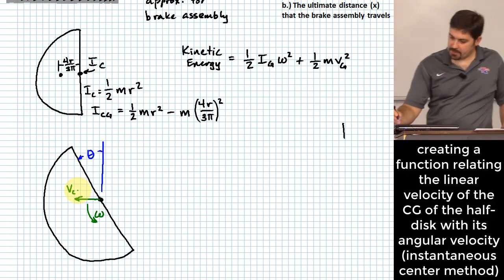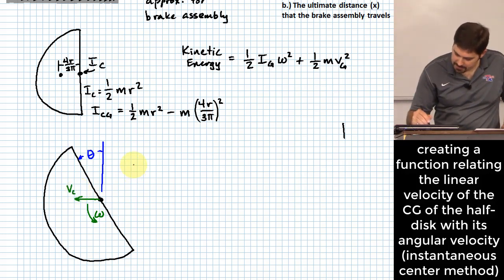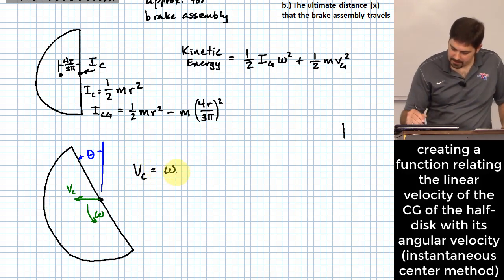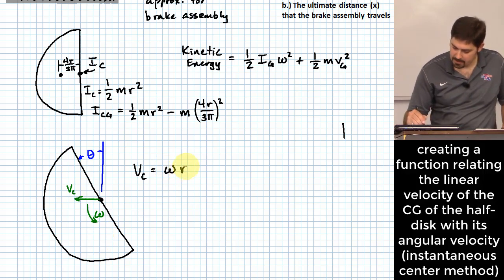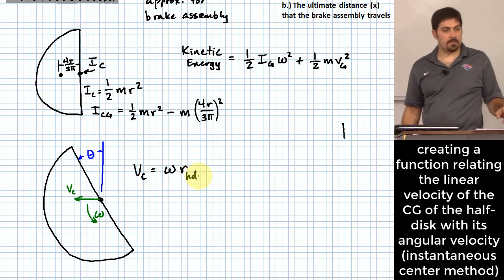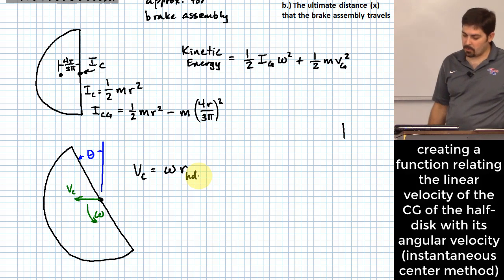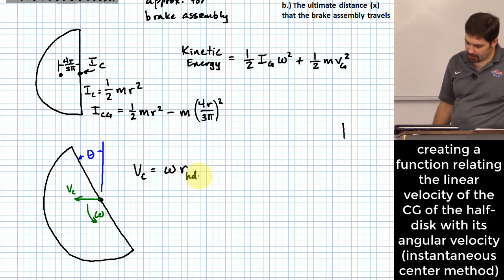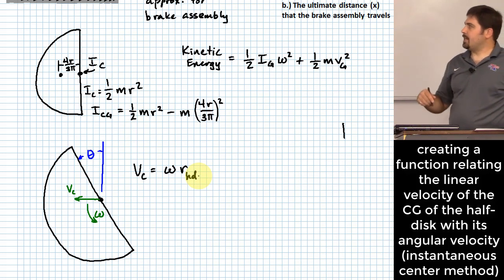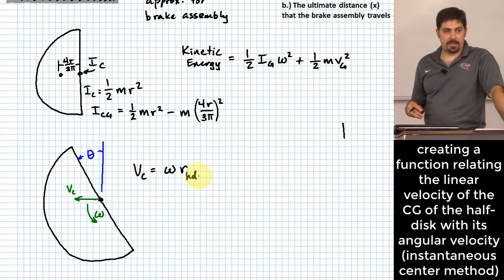Okay, so that's good. We actually know here that VC is equal to omega times the radius of this body, which was 4 feet, or the variable that I was using in Mathcad was r sub hd, for half disk. So I'll go ahead and put that up there. That allows me to make at least one relationship. But that's actually not the velocity I need to evaluate my kinetic energy.